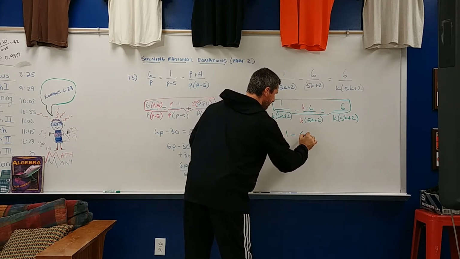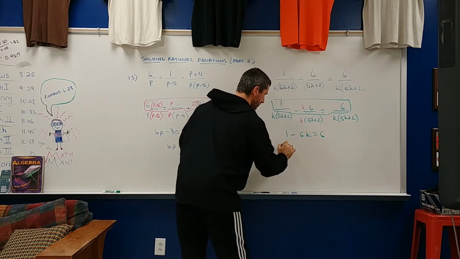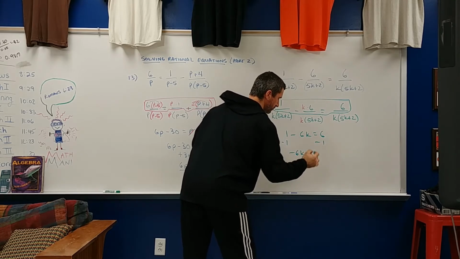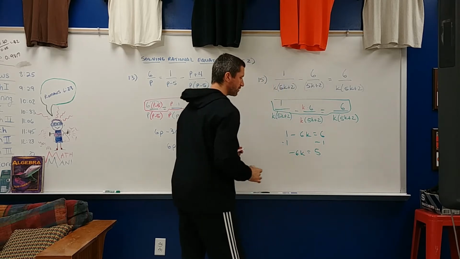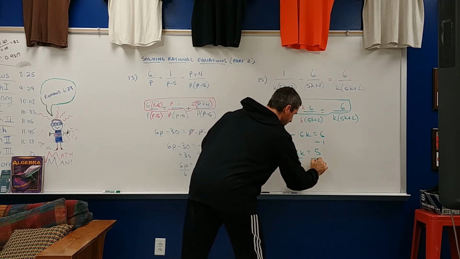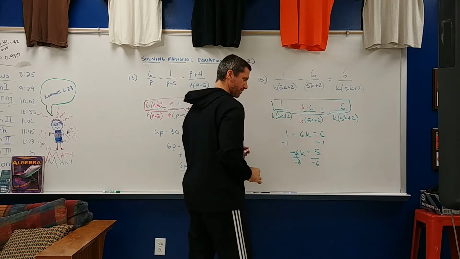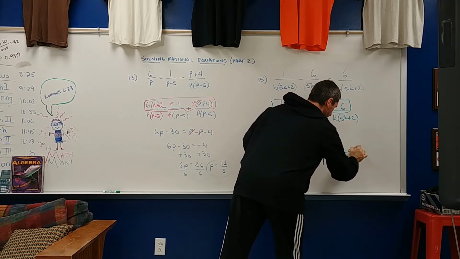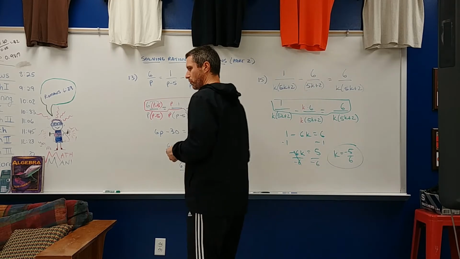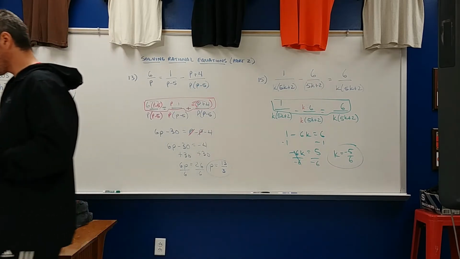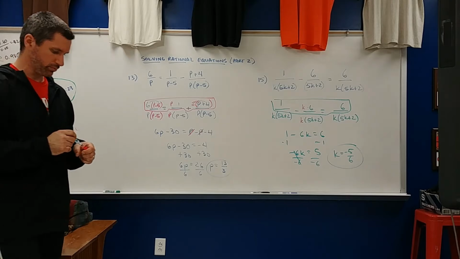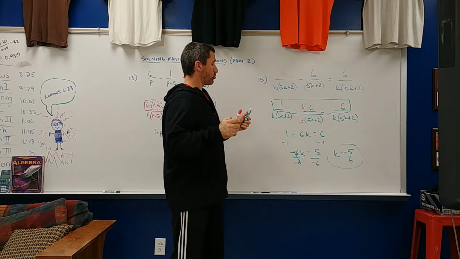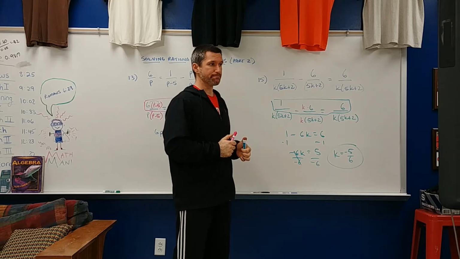1 minus 6k equals 6 minus 1, minus 1. Just write negative 6k and divide by negative 6. k equals negative 5 over 6. Let me do a quick check over here. Negative 5 over 6, 13 over 3. Boom! We're looking amazing. Okay.